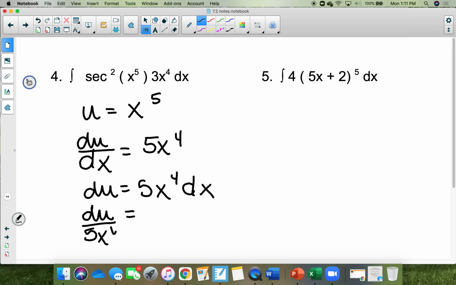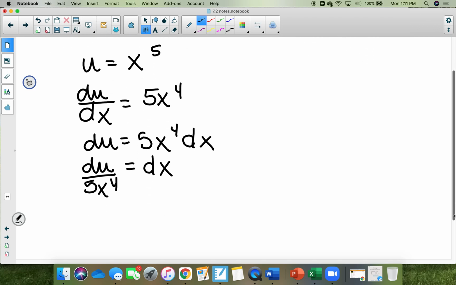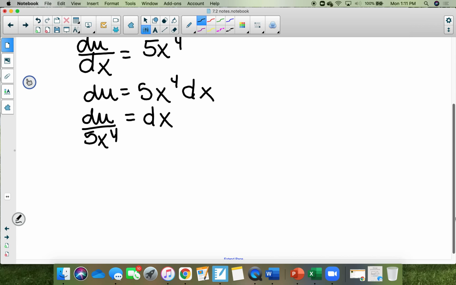And now when you're done with that, you're using derivatives and integration all in the same problem. You're going to set it up, and you're going to put the little integral sign. You're going to do the secant squared of u. You're going to leave the 3x to the fourth, and you're going to replace the dx with du over 5x to the fourth.